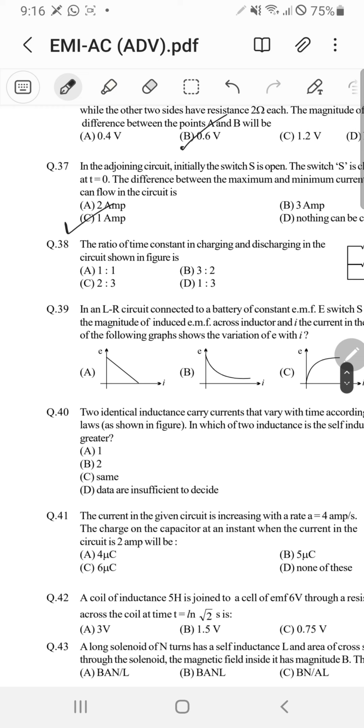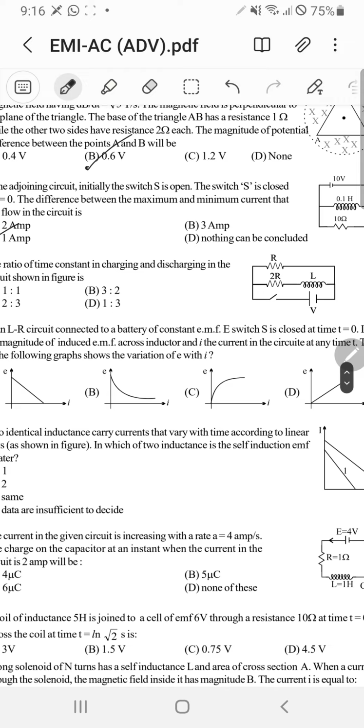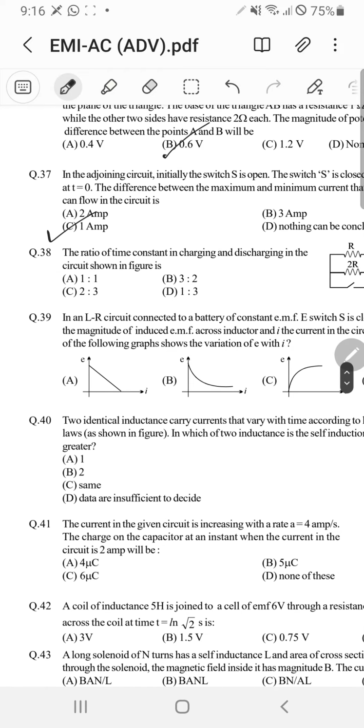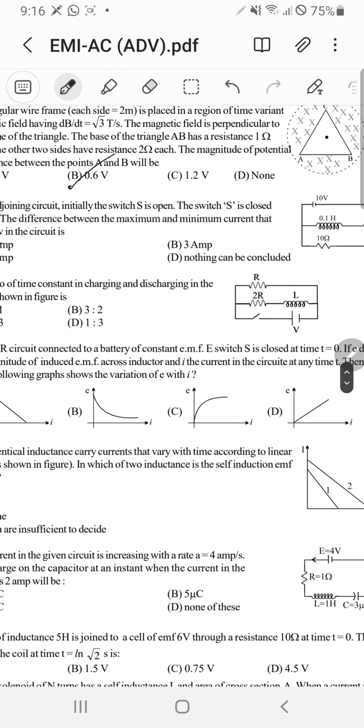Find the ratio of time constant in charging and discharging in the circuit shown in the figure.